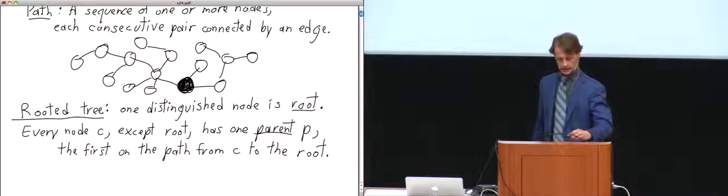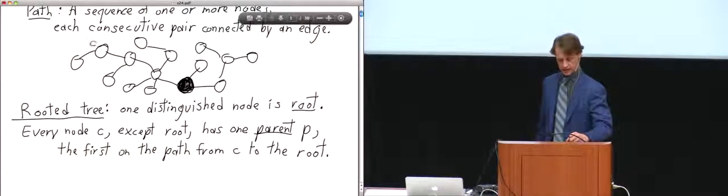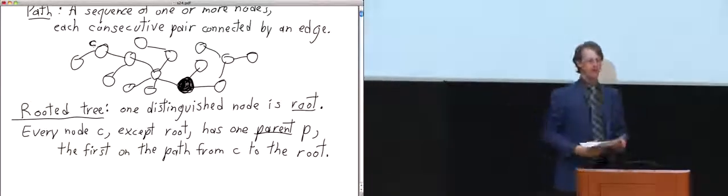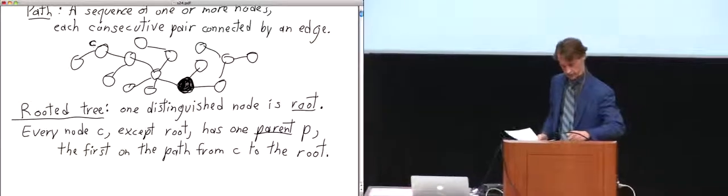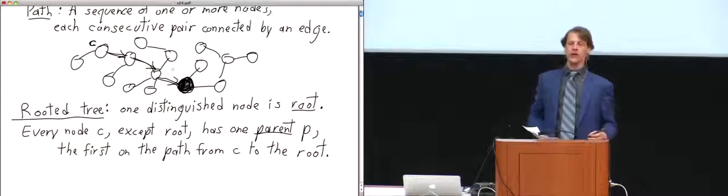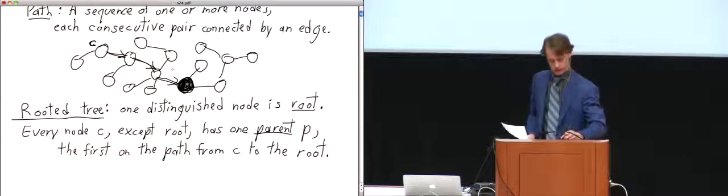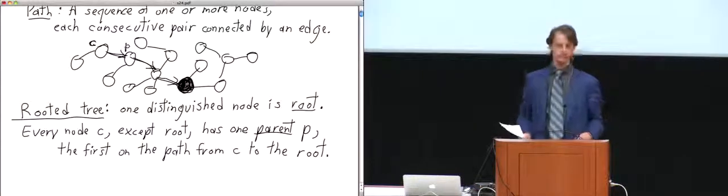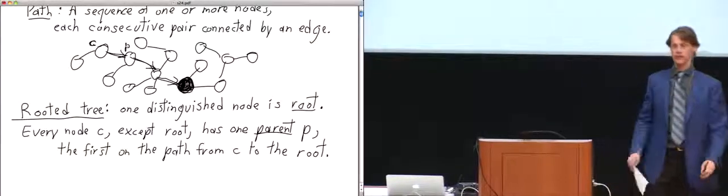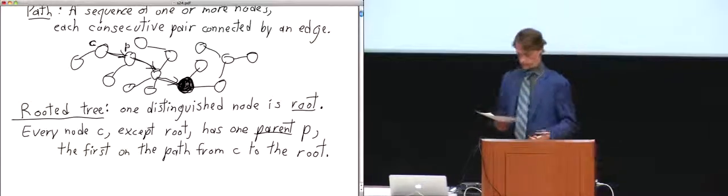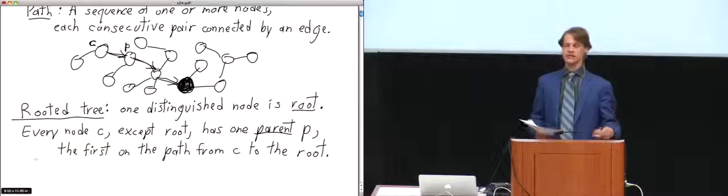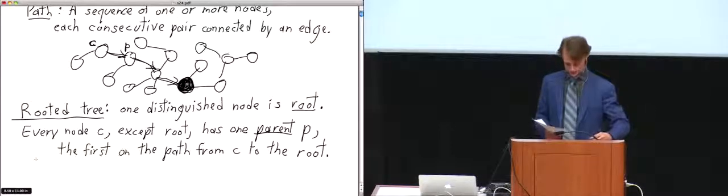So, for example, if I pick this node here, near the upper left, and call it C, there's one path that will get me to the root. You walk this way. And the first node after C that I traverse is C's parent P. And the next node on the path would be P's parent, and so forth. If P is the parent of C, then of course C is the child of P.